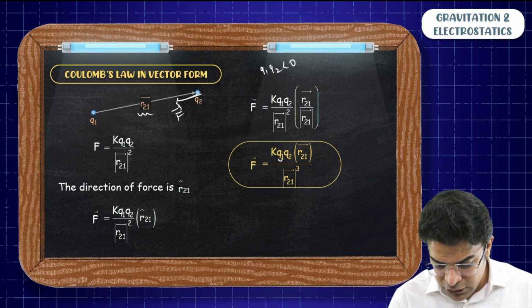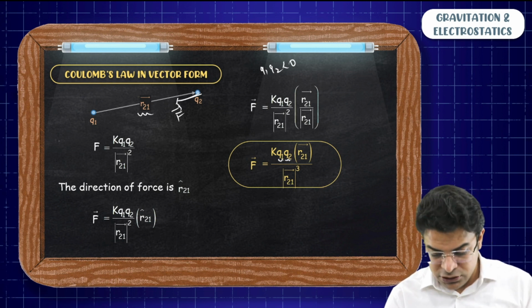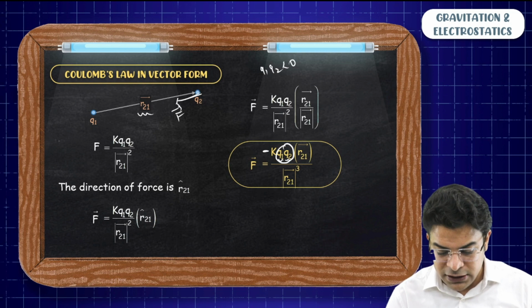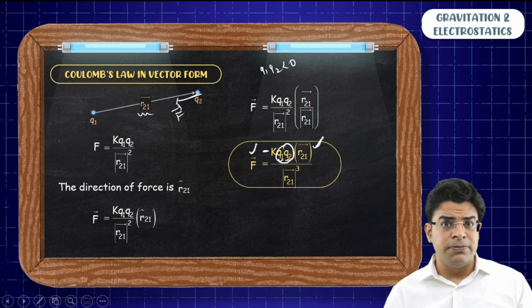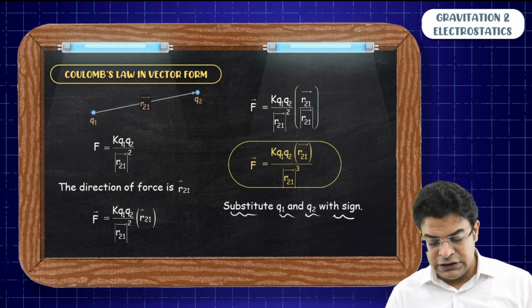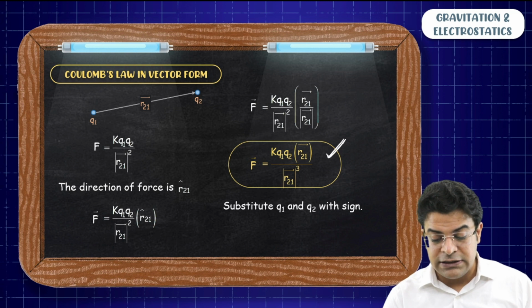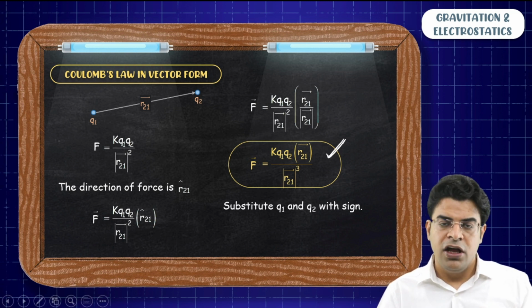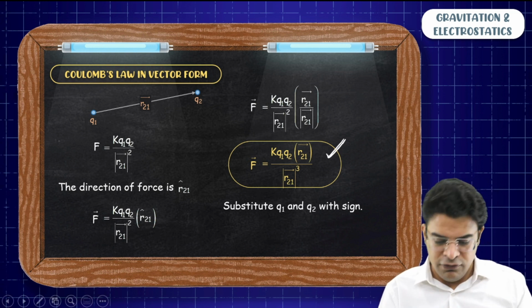So if q1 q2 will be less than 0, this quantity will be negative, so you will get a minus sign here, and then you can say that the force is anti-parallel to the position of 2 with respect to 1. Yes, so substitute q1 and q2 with sign. Here this formula is self-adjusting in nature. If both the charges are like, you will get the right answer.